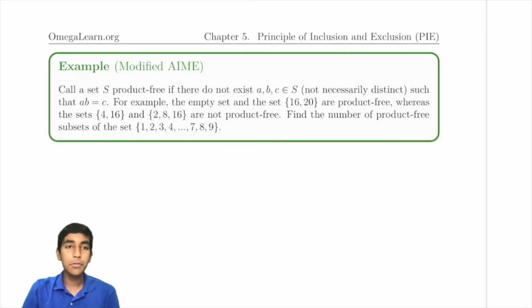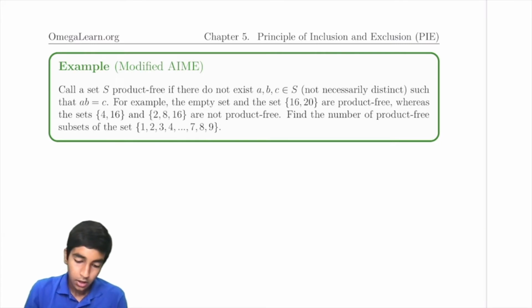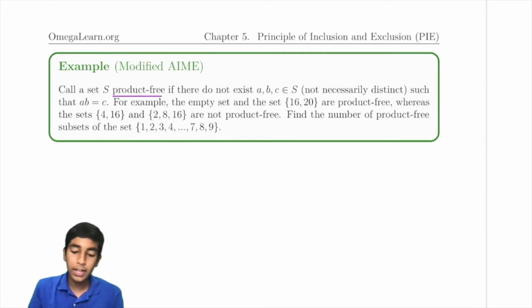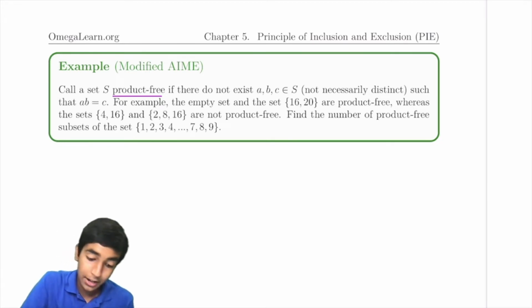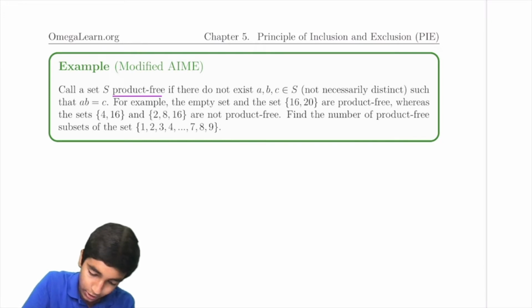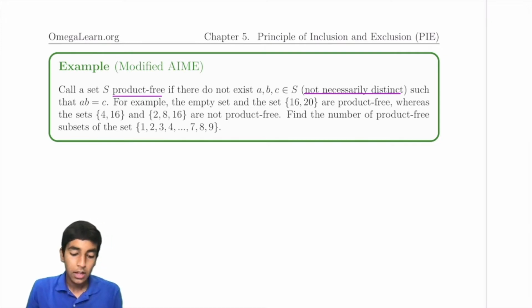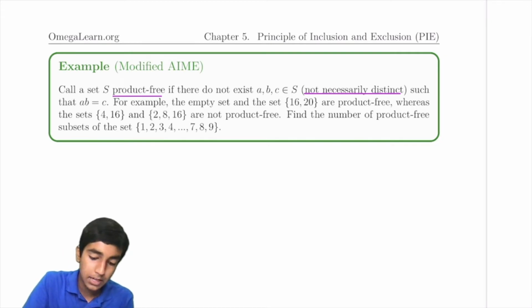So now we're going to move on to a problem from AMC that uses PIE for 3 events instead of just 2 like in the previous problem. So let's take a look here. Call a set product-free if there do not exist a, b, and c in S, not necessarily distinct. This is very important. Without this, the problem is completely different. The most important words of the problem. And a, b, c such that a times b equals c.